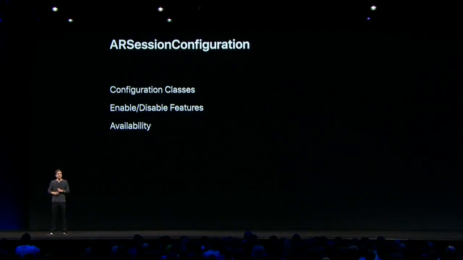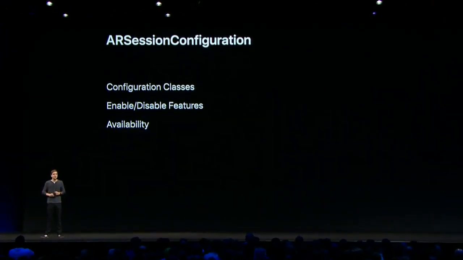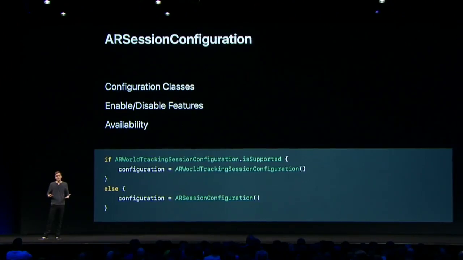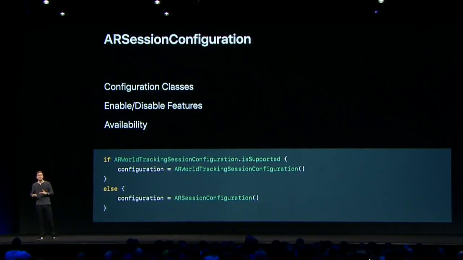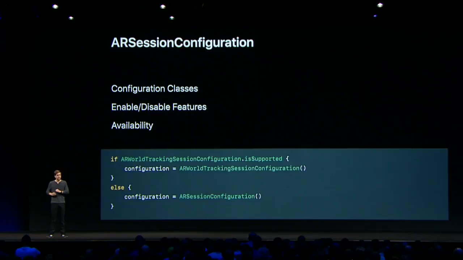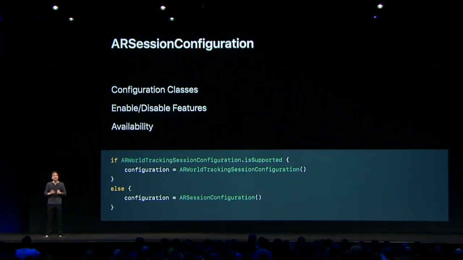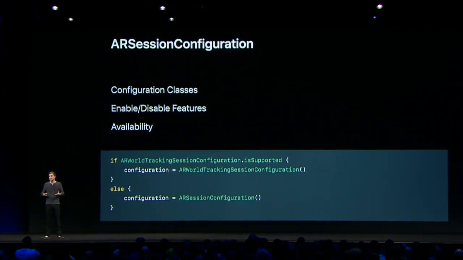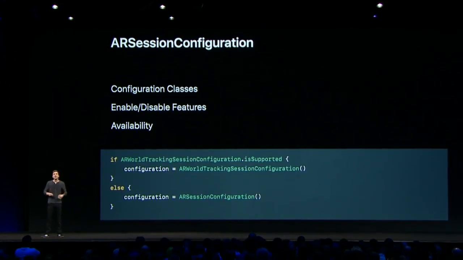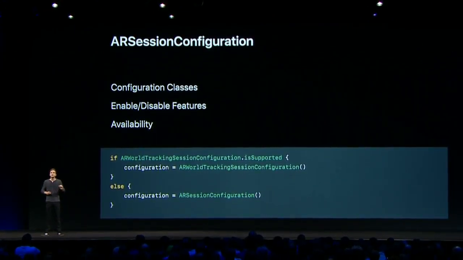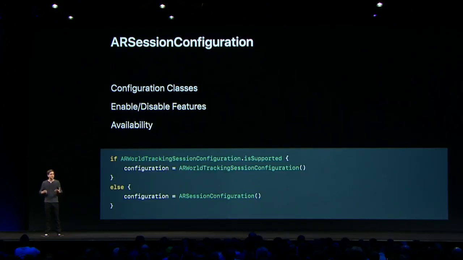And session configurations also provide availability. So if you want to check if world tracking is supported on your device, you simply need to call the class property isSupported on AR world tracking session configuration. With this, you can then use your world tracking session configuration or fall back to the base class, which will only provide you with 3 degrees of freedom. It's important to note here that because the base class doesn't have any scene understanding, functionality like hit tests won't be available on this device. So we're also going to provide a UI required device capability that you can set in your app so that your app only appears in the App Store on devices that support world tracking.